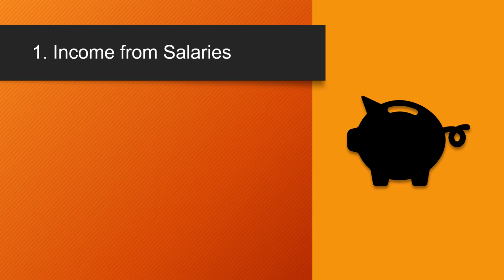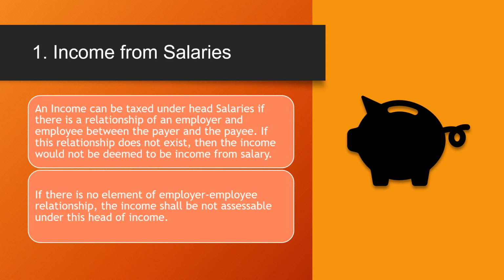Our first head of income is income from salaries. An income can be taxed under this head only if there is a relationship of employer and employee between the payer and the payee. If such a relationship does not exist between the payer and the payee, then the income would not be deemed to be income from salary, and we will tax such income under a different head of income, that can be income from business or profession or income from other sources, as the case may be.